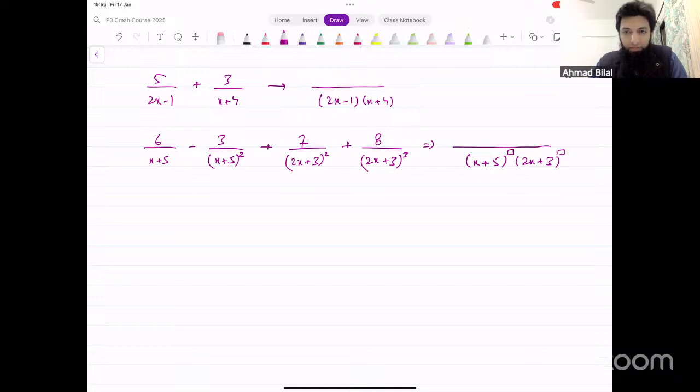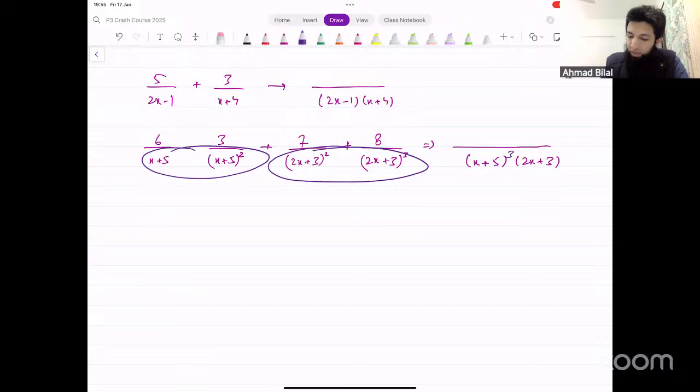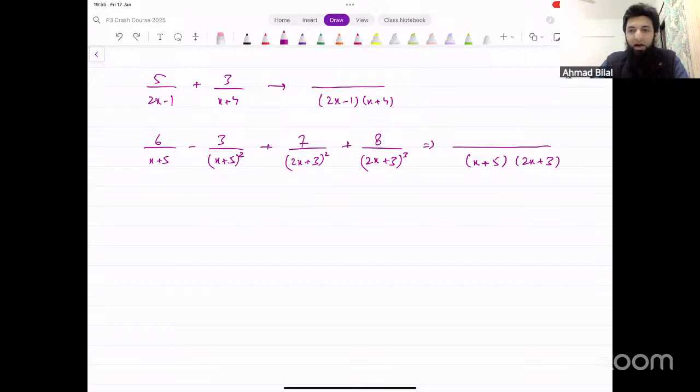Okay, so that's good. You just consider the highest power. We don't just multiply them. It's not going to be that we multiply these two to get power 3 here and we multiply these two to get power 5. We don't multiply them. For the same factors, we consider their highest powers. So x plus 5, we will just consider the highest power of that, which is 2. For 2x plus 3, what's the highest power? The highest power is 3. This is going to be the LCM.